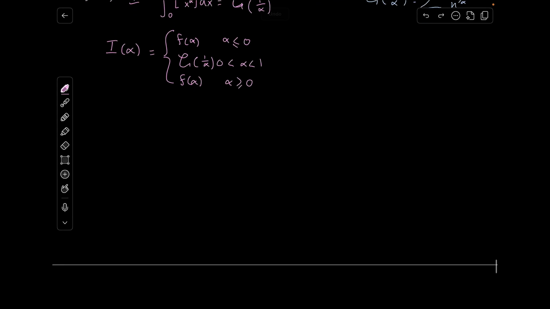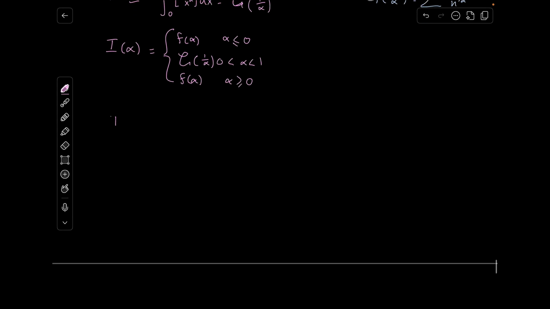So let's start there. For I of 0, we're going to have the integral from 0 to 1 of the floor function of 1 over x to the 0, which is obviously just 1. So we'll have the floor function of 1, which is just 1, so we'll have dx, which is 1.